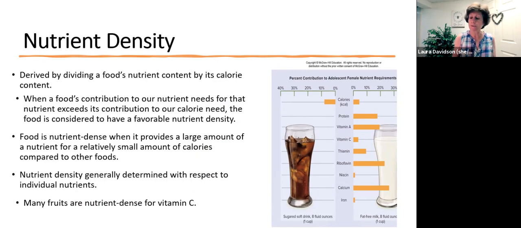A nutrient-dense food is dense in nutrients. It provides a lot of nutrients with the calories that it provides. I tend to use this term more generally, as in low-fat milk is nutrient-dense, a cola is not. But you can also use it for a specific nutrient, and you can also calculate the nutrient density, which I haven't seen done much in practice.